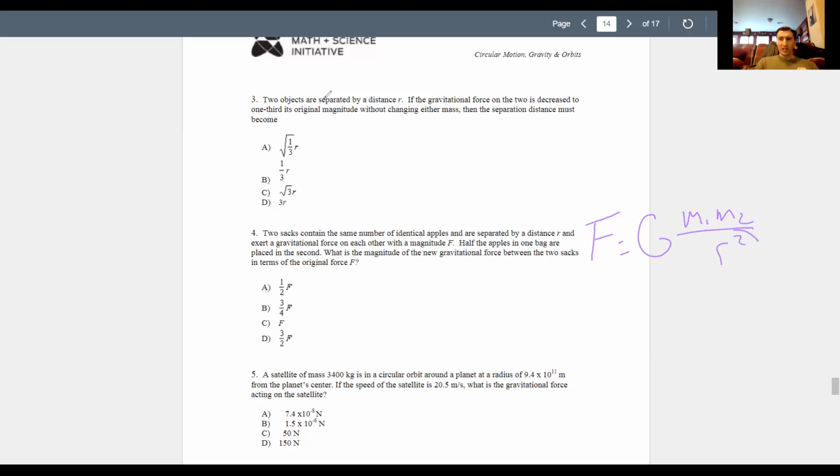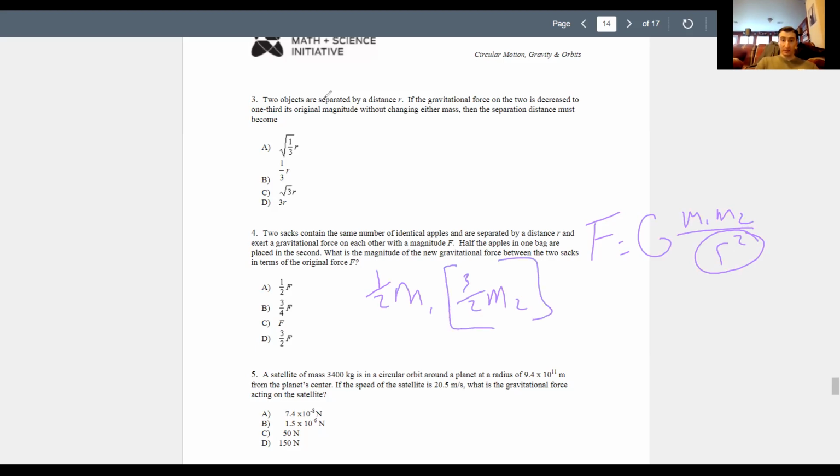So the R stays the same this time. So that's staying the same. Now what's happening is, if I have M1 and M2, it's saying that half of the apples, so I'm getting half of M1, is now going to M2. So I'm going to basically give the half over here. So this ends up being 3 halves.